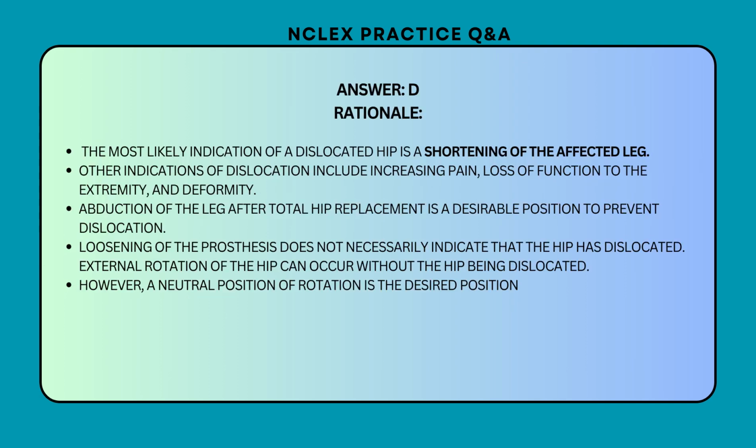Answer: D. Rationale: The most likely indication of a dislocated hip is a shortening of the affected leg. Other indications of dislocation include increasing pain, loss of function to the extremity, and deformity. Abduction of the leg after total hip replacement is a desirable position to prevent dislocation. Loosening of the prosthesis does not necessarily indicate that the hip has dislocated. External rotation of the hip can occur without the hip being dislocated. However, a neutral position of rotation is the desired position.